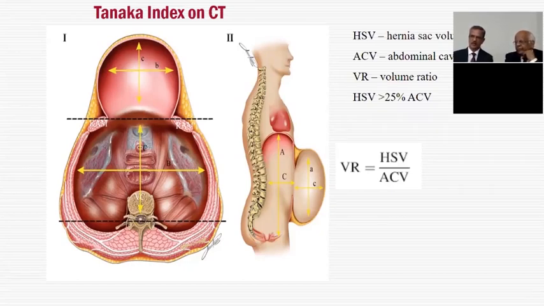If the hernia sac volume is more than 25%, then we call these patients as having a loss of domain, and they require a method, either Botox or progressive pneumoperitoneum or both of them, to improve the abdominal cavity volume. So the Tanaka index is an objective method of assessing the hernia sac volume, the abdominal cavity volume, whether they have loss of domain, and if you do the repair, whether they go into intra-abdominal compartment syndrome, all these things. So that can be a good option in these patients.